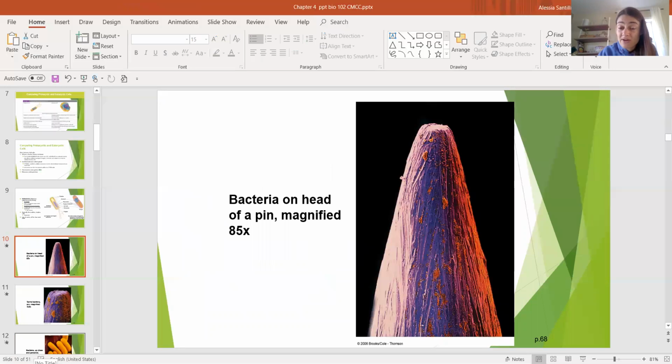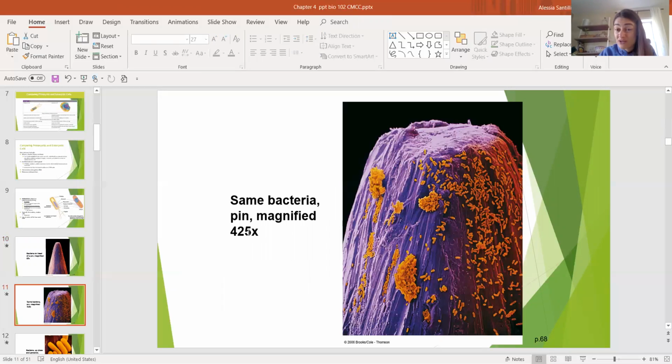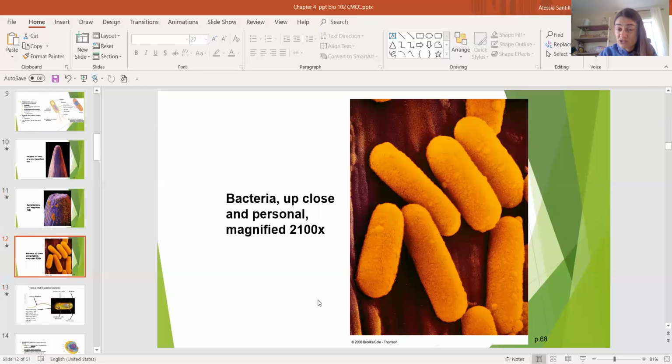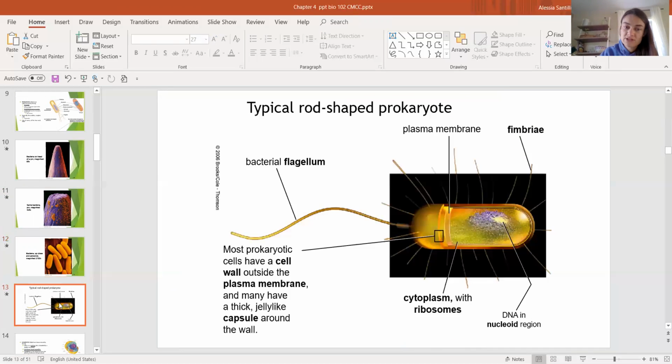Prokaryotes are very, very tiny, so bacteria or archaea are very small. This is the head of a pin, and it's magnified 85 times. And you can start seeing the bacteria just a little bit. If I zoom into 425, you can see the bacteria even more. And then this is a magnification of 2,100. Here we can actually see the actual bacteria, right? So they're very, very tiny, and they're incredibly numerous.